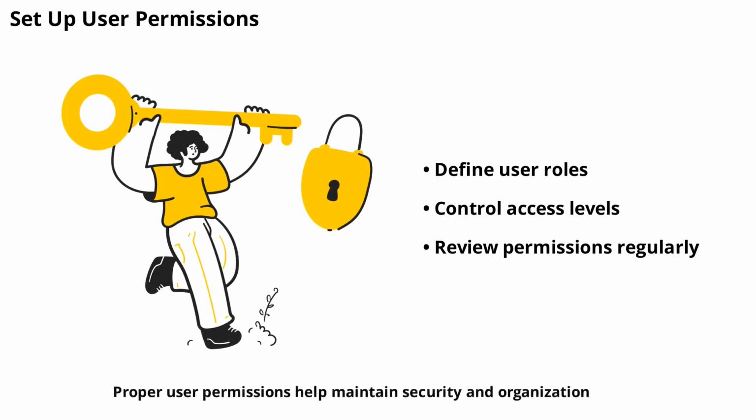Proper user permissions help maintain security and organization. Set up roles and access levels for your marketing team, ensuring that each member has the right level of access to inventory data. Regularly review and update permissions as team roles change.